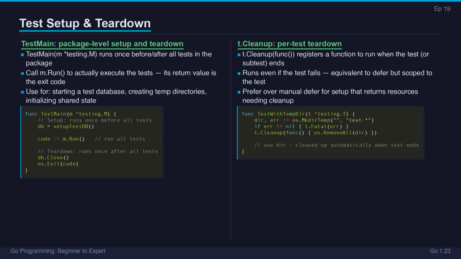For per-test cleanup, use t.Cleanup. t.Cleanup registers a function to run when the current test, or subtest, ends, whether it passes or fails. This is the right way to clean up resources that a test creates: temp files, open connections, goroutines. It runs even if the test calls t.Fatal partway through, which a deferred function inside the test would also do. The advantage over defer is that t.Cleanup works across helper functions. You can register cleanup from inside a helper, and it still fires when the test ends.